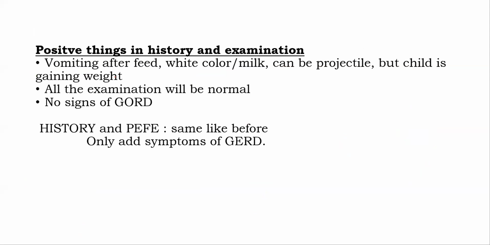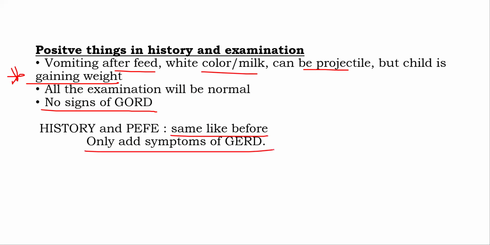So the positive points in the history were that the child vomits after feeding. The vomiting is white in color, that means the breast milk is coming out. Sometimes it can be projectile, but the child is gaining weight. Now that is the main part. If it is a pyloric stenosis child, the child will not gain weight, but a reflux child will gain weight properly. All examination will be normal, and also there was no sign of gastroesophageal reflux disease. Okay, so same history and physical exam.